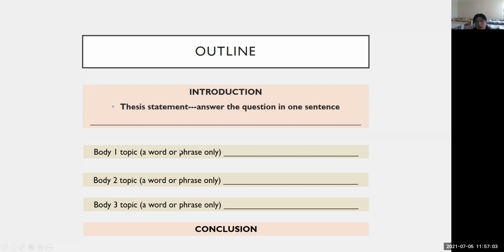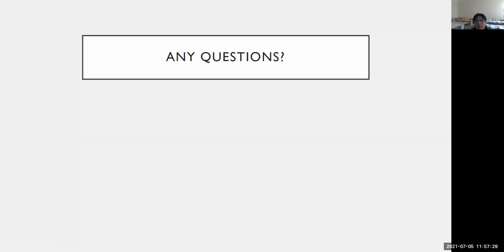And in each body paragraph, you should follow the structure of a paragraph. You should follow all the details where you should include topic sentence, supporting sentences, details, and concluding sentences. And after it, you will write your conclusion. If you have any questions, you may ask me via Telegram if you want.